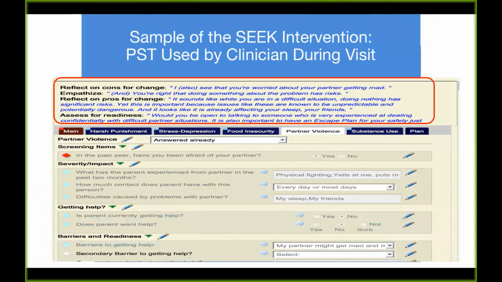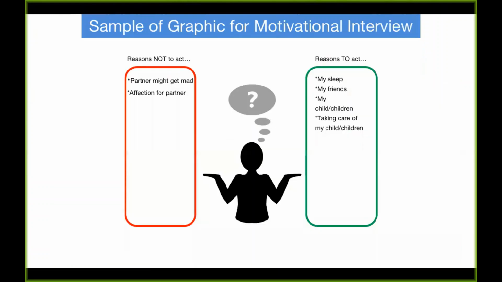So I see that you're worried about your partner getting mad. And you're right that doing something about this problem has risks. It sounds like while you're in a difficult situation, doing nothing has significant risks too. This is important because issues like these are known to be unpredictable and potentially dangerous. And it looks like it's already affecting your sleep and your friends. How did I know that? Because those questions were answered by the parent as impacts of this problem. So this is the kind of prompt there is. You don't have to read it. Probably we think people will read it a few different times, and then they get more facile with the whole idea of a motivational interview.